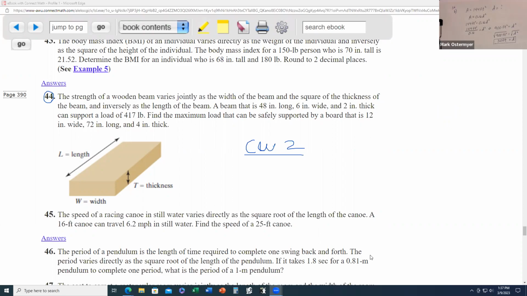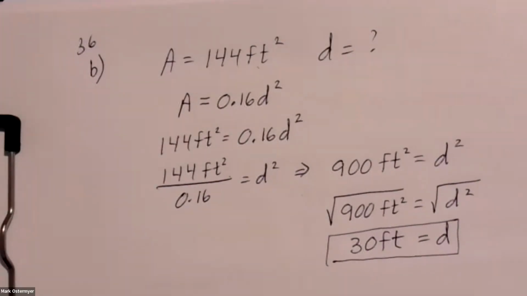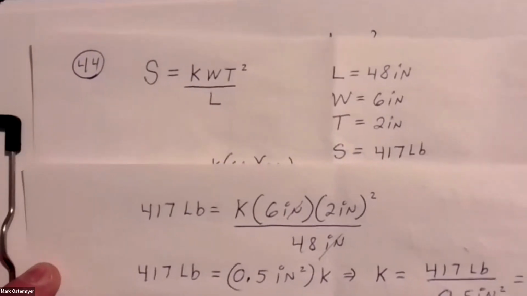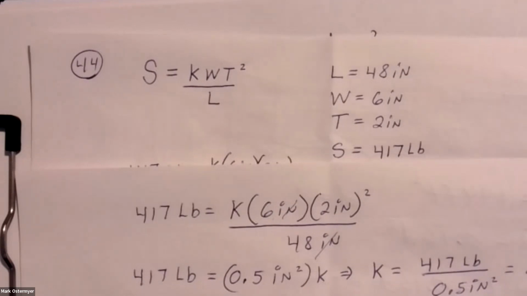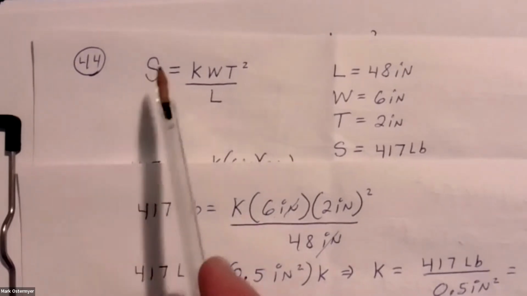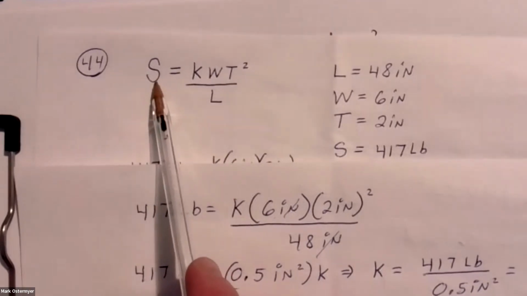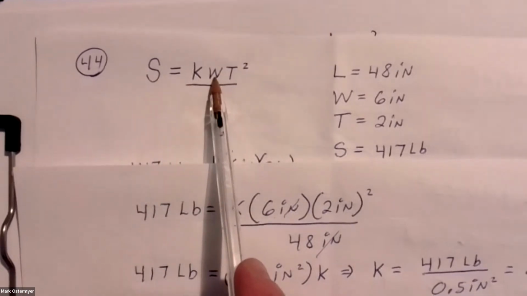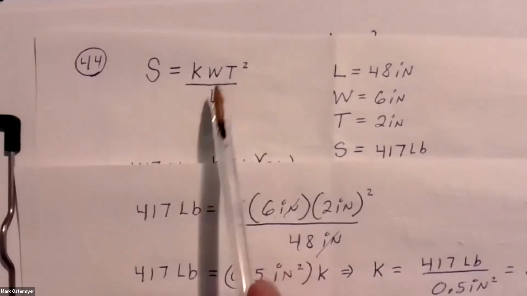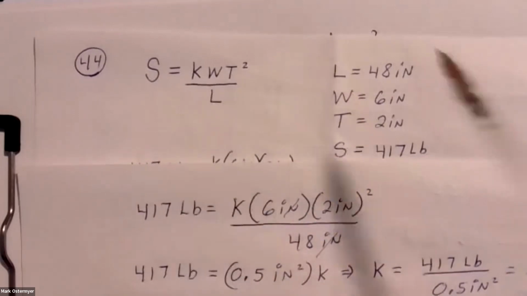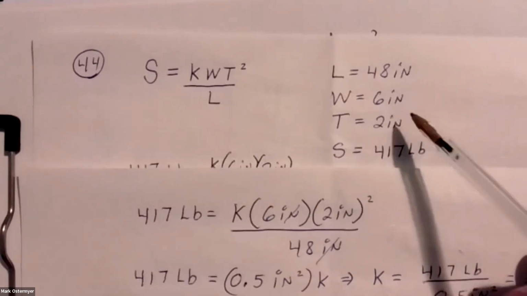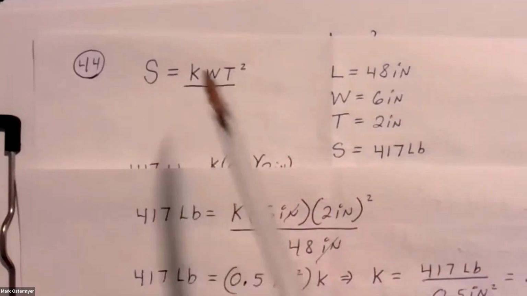All right, let's check it out, see how we're doing here. Now, number 44, I used S for strength, okay? So this is going to be the equation that represents that joint variation. The strength of the wood beam is directly proportional to the width and the square of the thickness and inversely proportional to the length of the board or the beam. They give us data. We're going to have to feed this data into here to solve for K.